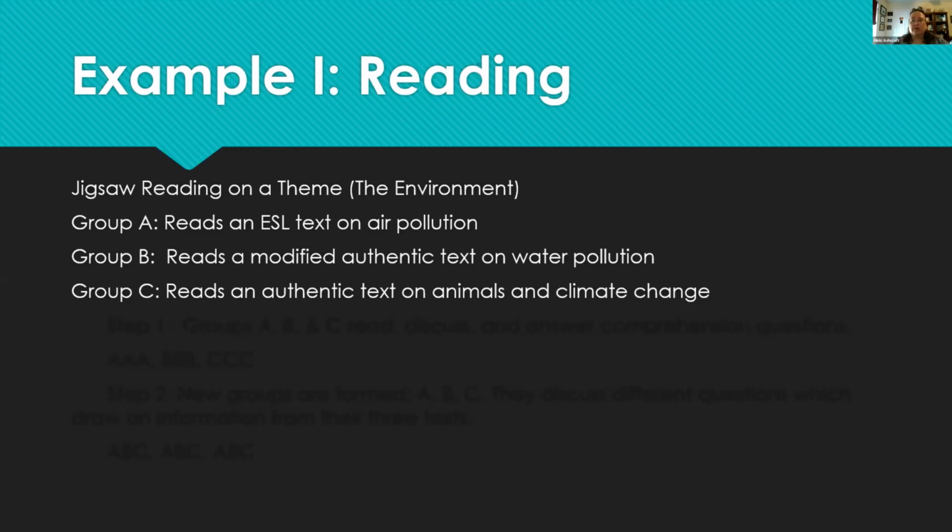And then group C reads an authentic text, so it has not been modified at all. It is the original text from a newspaper, from a website, on animals and climate change. So here the students are reading 3 different texts. The text is at their level, but the texts are all on a similar theme.